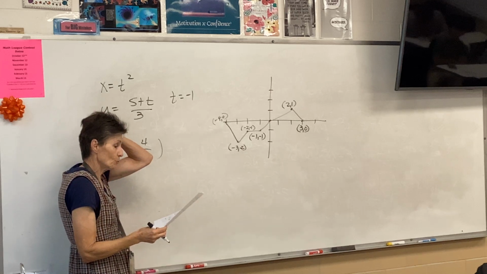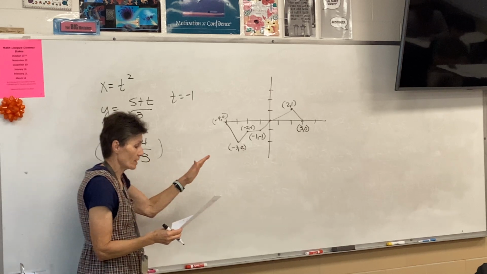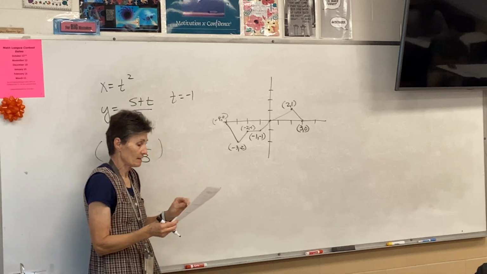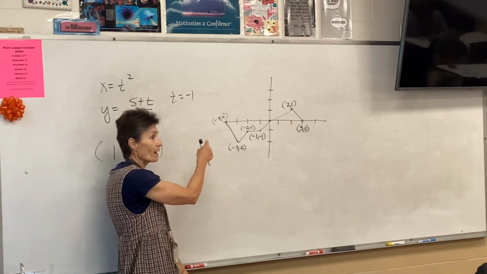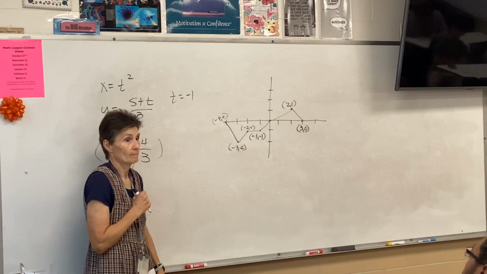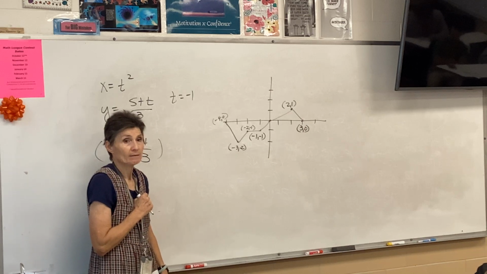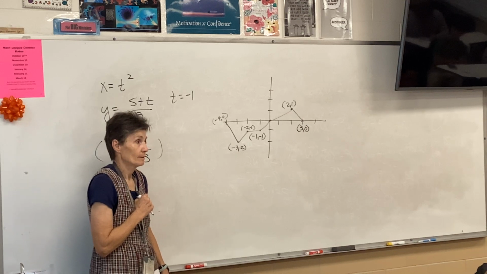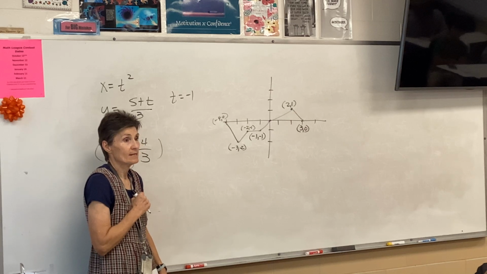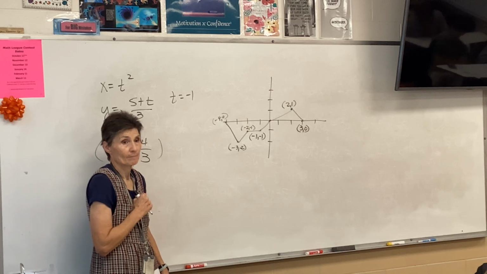Let's answer the first two. Before we sketch it, let's answer B, C, and D. Is that right there a function? Mary's nodding, and she's right. Why? It passes the vertical line test.